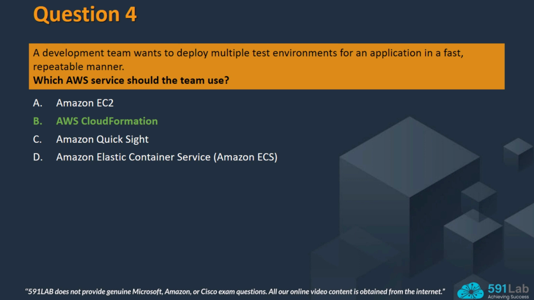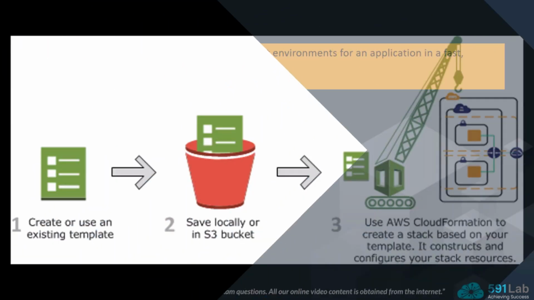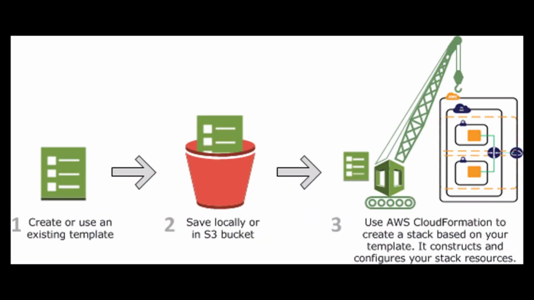Alright, so let's understand how CloudFormation works. Alright, so let's break down the process depicted in the image. Create or use an existing template. This step involves either creating a new template or using an existing one. Templates define the resources you want to provision in your AWS environment. You can create them manually or find pre-built templates for common use cases.